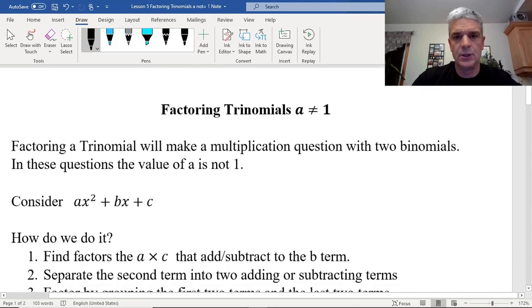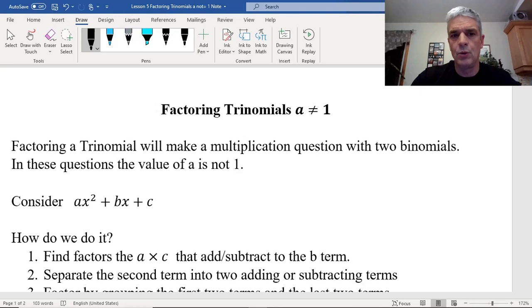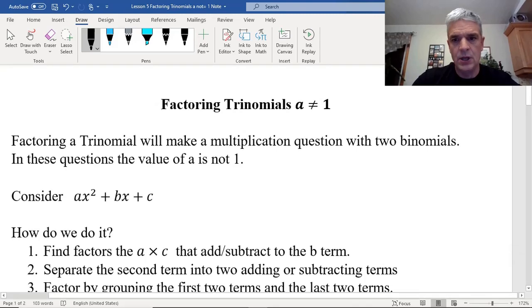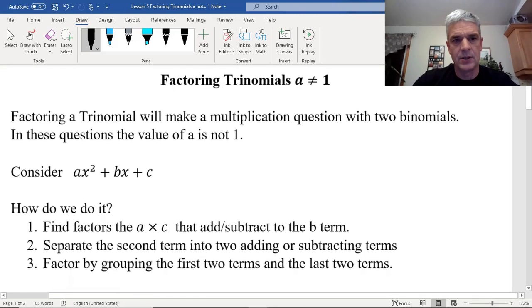The one is to do it by grouping, which is what the video lesson that I'm going to do right now is. And the other one is on factoring trinomials using the T method. So if you want to watch that video after this one, you can, or if you would just like to learn that method, you can. You can use either method. It doesn't really matter to me.